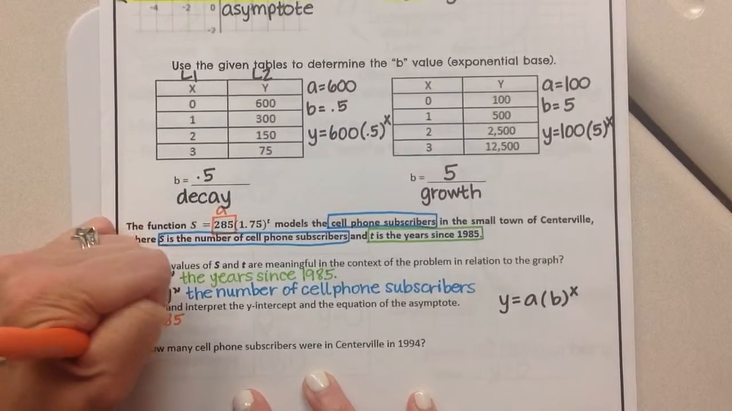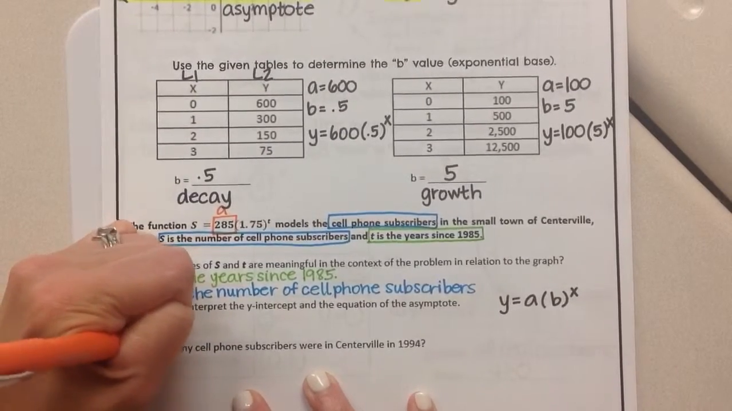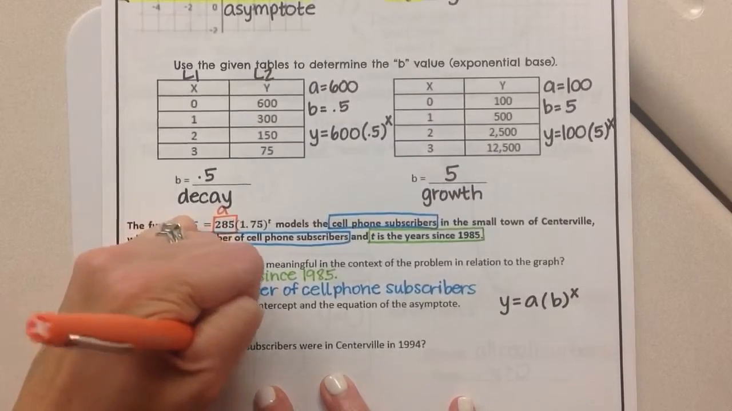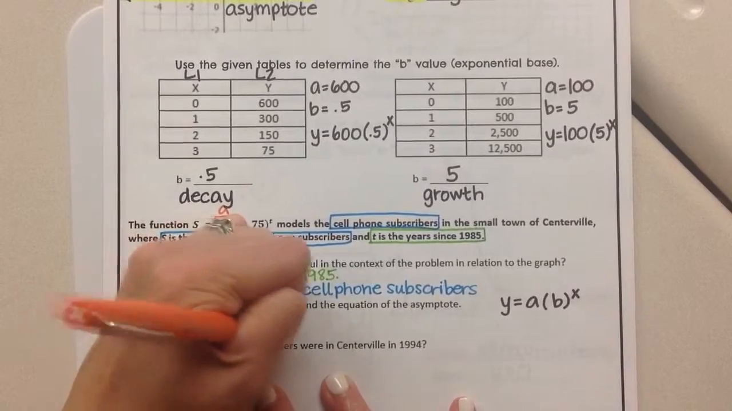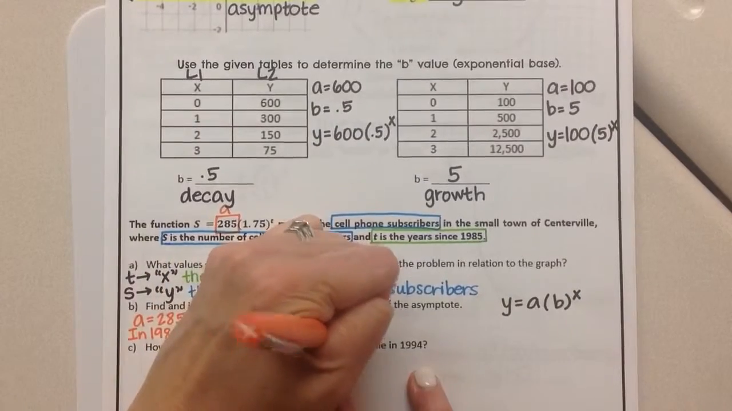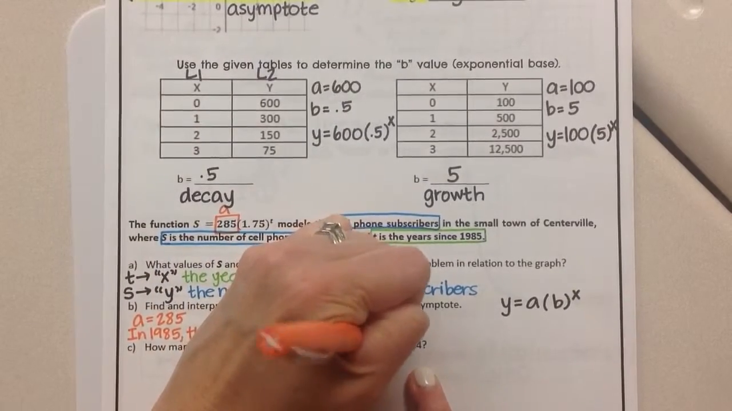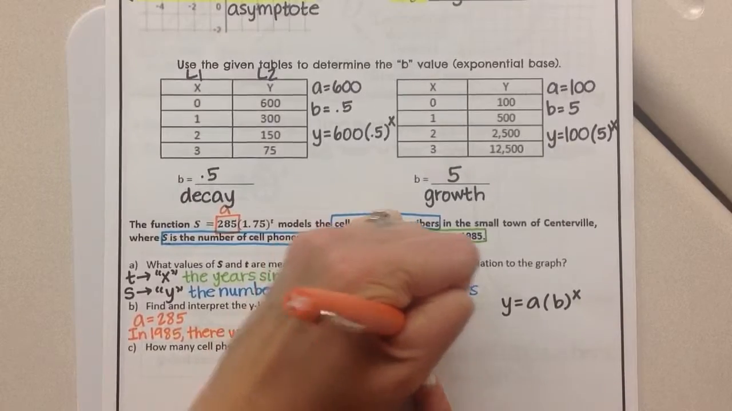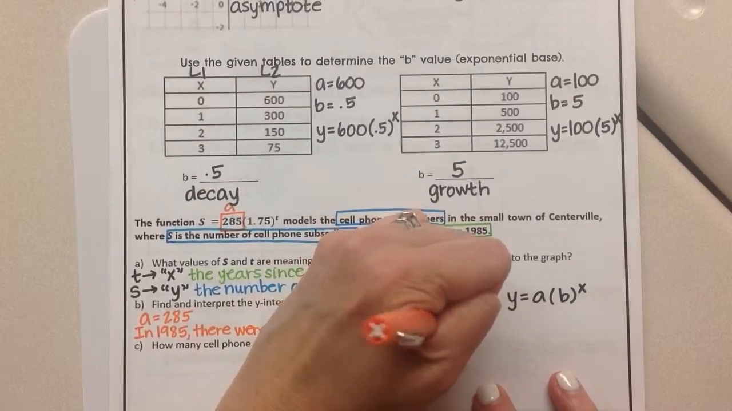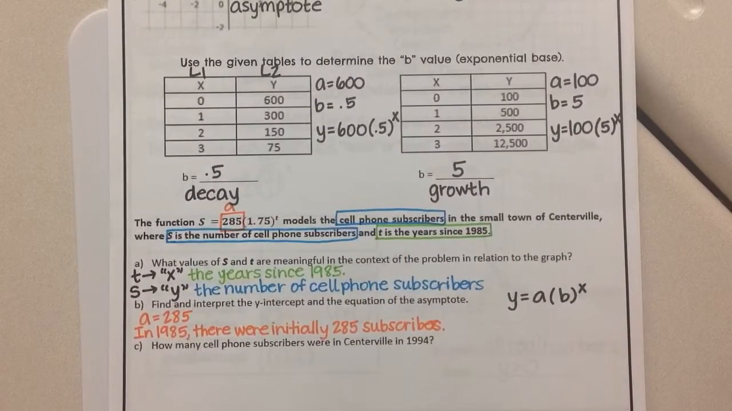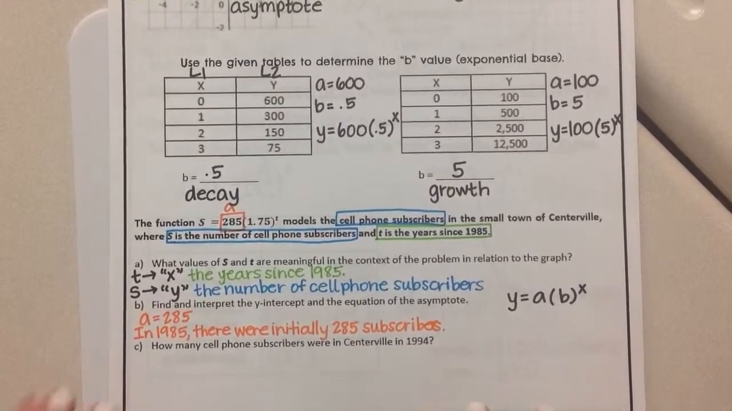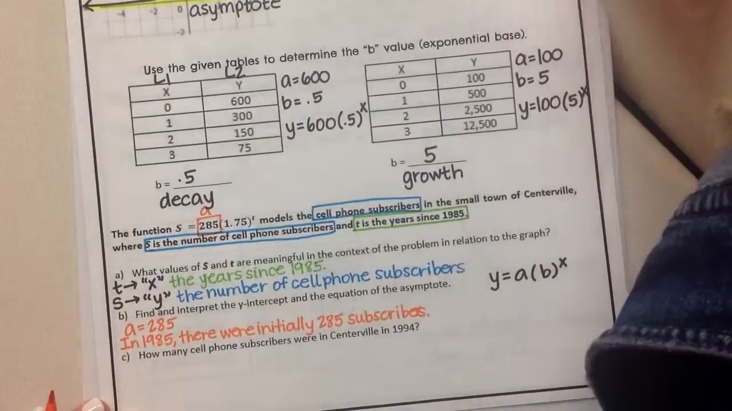So in 1985, there were initially 285 subscribers. You don't want to say it was the initial amount, because the next question that somebody is going to ask you is, the initial amount of what? So you want to be a little bit more specific. Now that I told you it's the initial amount of subscribers, now you have a better idea of what that number is really representing and counting.